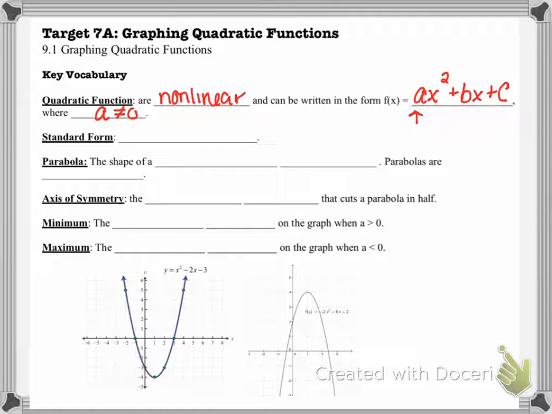And so this formula here, you're familiar with that being standard form of a quadratic equation. So ax squared plus bx plus c. And so I'm going to reference that a lot. I did reference that a lot in the last unit as well, but in case you didn't know that, that is standard form. So a parabola is the shape of a quadratic function.